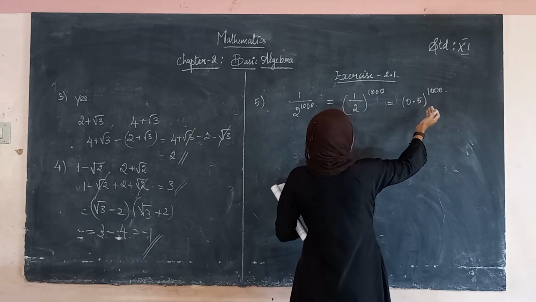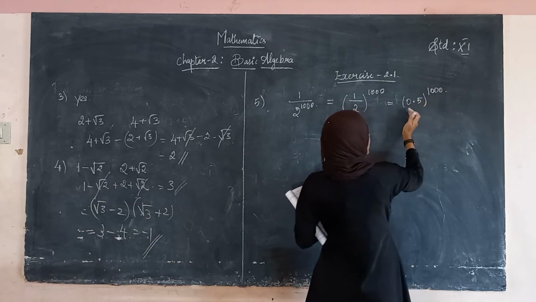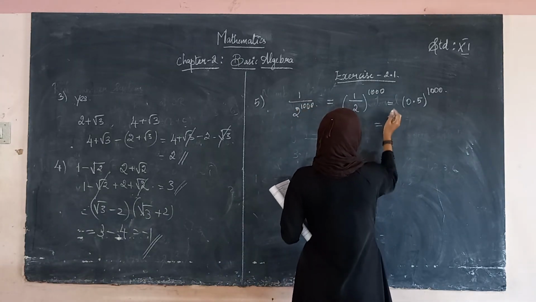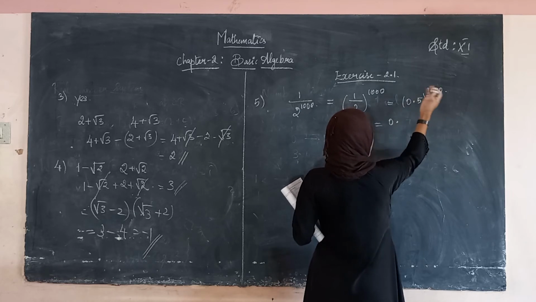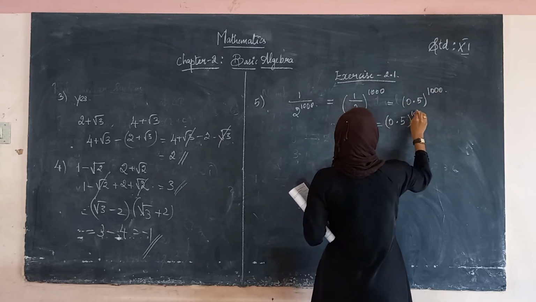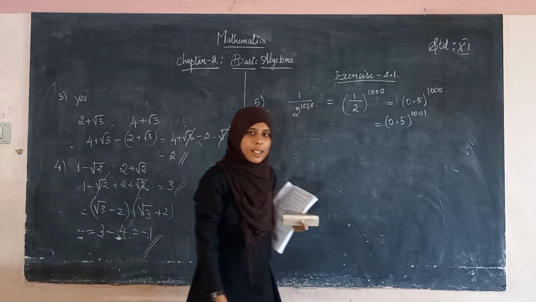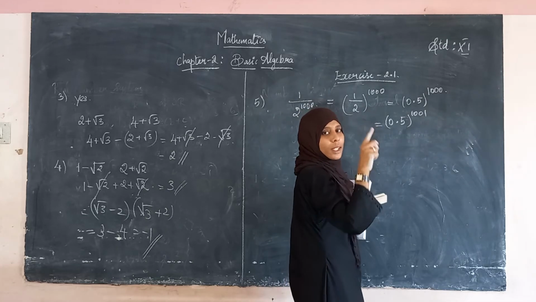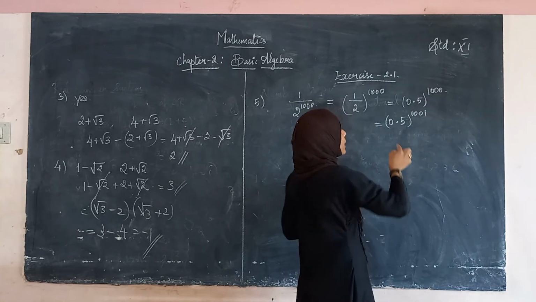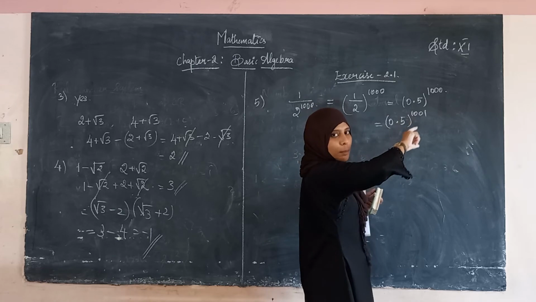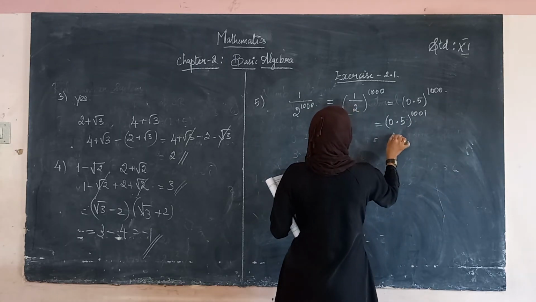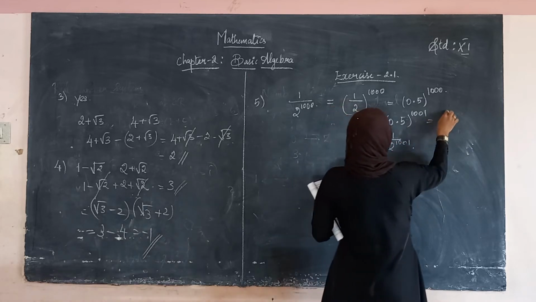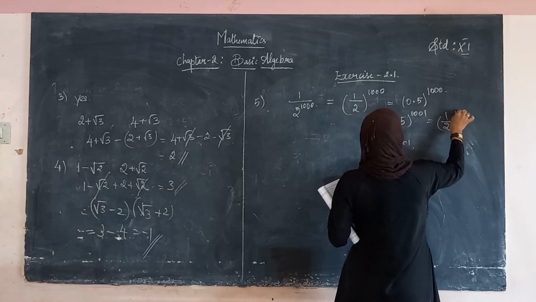So, what happens when this power increases? The element becomes smaller. So, what is the smaller element after this? 1001, right? The smaller element after this is 0.5 the whole power 1001, and the next is 0.5 the whole power 1002. Like this it goes on. When the power increases, the whole number becomes smaller. Therefore, this can be written as 1 by 2 the whole power 1001.